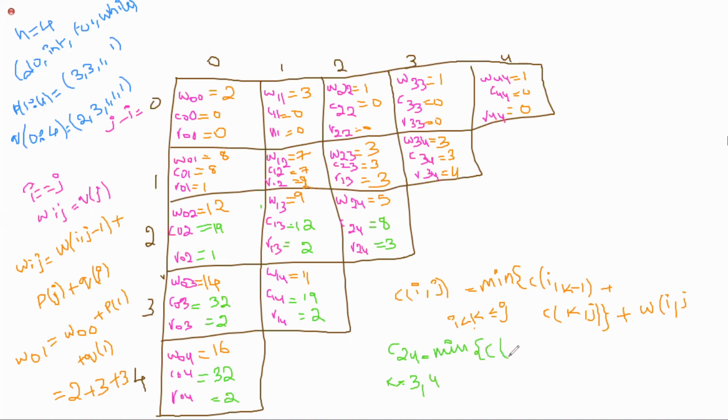Minimum of C of i, k minus 1. i is 2. k minus 1 is 3 minus 1 when I assume k equals 3, which is C2, 2 plus C of 3, j where the j value is 4. This is when the k value is equal to 3. What is one more possibility? K equals 4, right? The i value is 2 only. K minus 1 is 3, plus C of k, j. The k value is 4 and the j value is 4. This is when k is equal to 4.